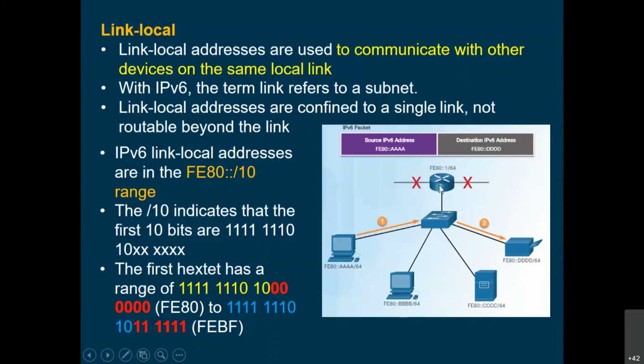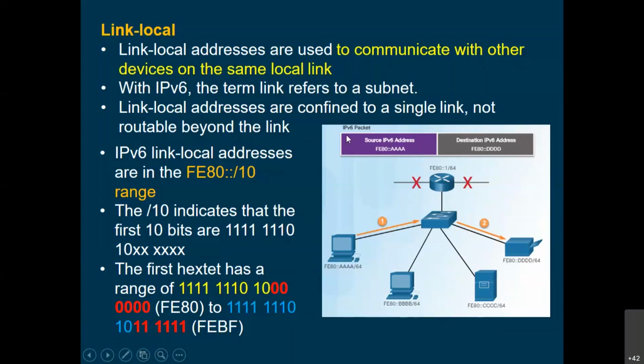So if you see here, the link local addresses, mostly it is FE80 here, and it only works within the subnet. It cannot go out. To go to the other network, you have to use the GUA, the global unicast address.